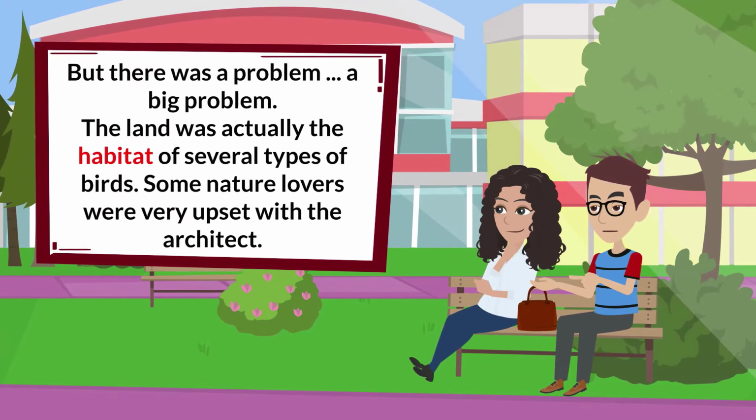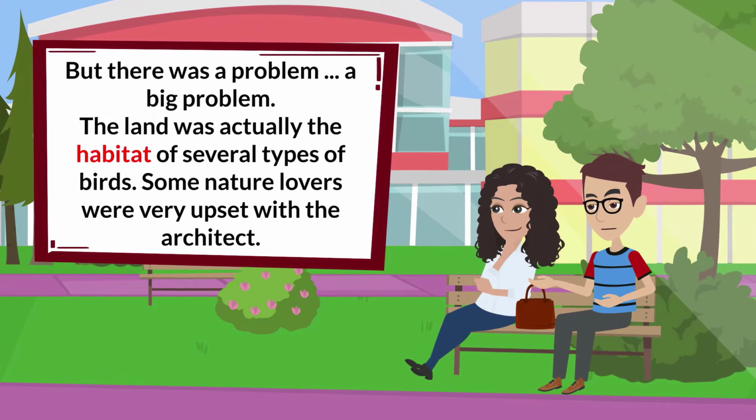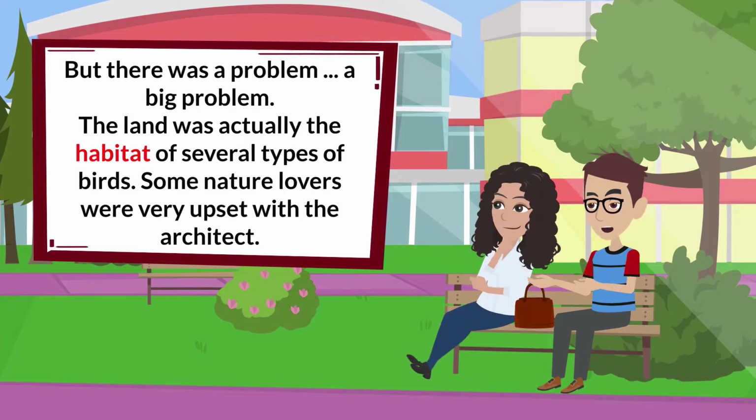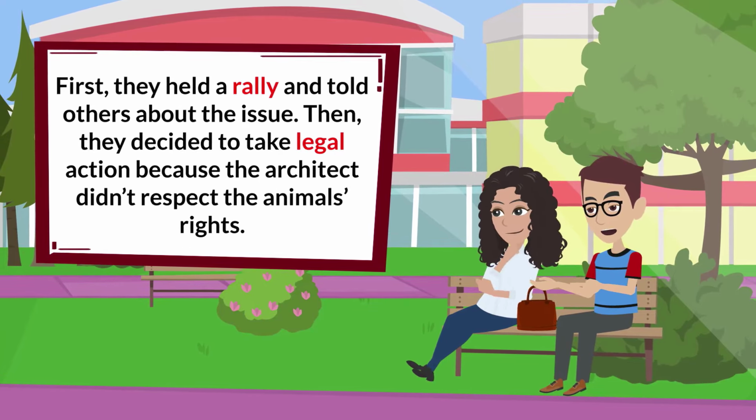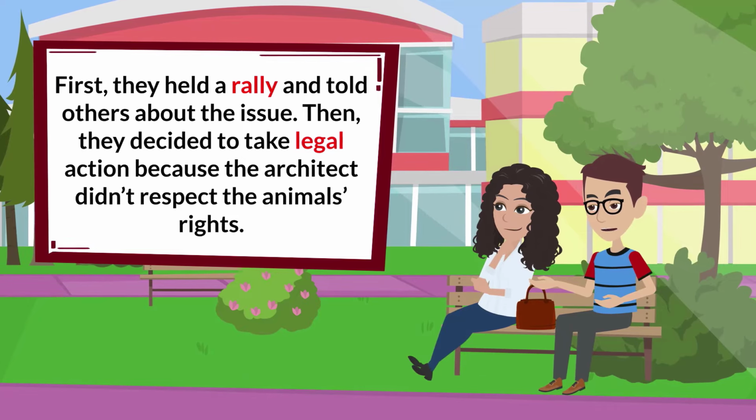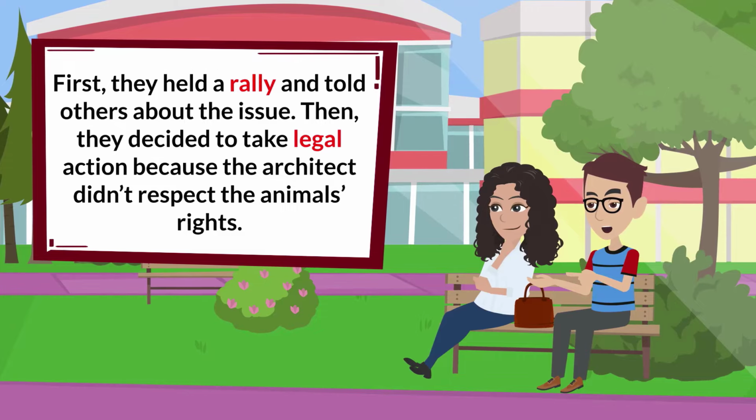But there was a problem. A big problem. The land was actually the habitat of several types of birds. Some nature lovers were very upset with the architect. First, they held a rally and told others about the issue. Then they decided to take legal action because the architect didn't respect the animals' rights.